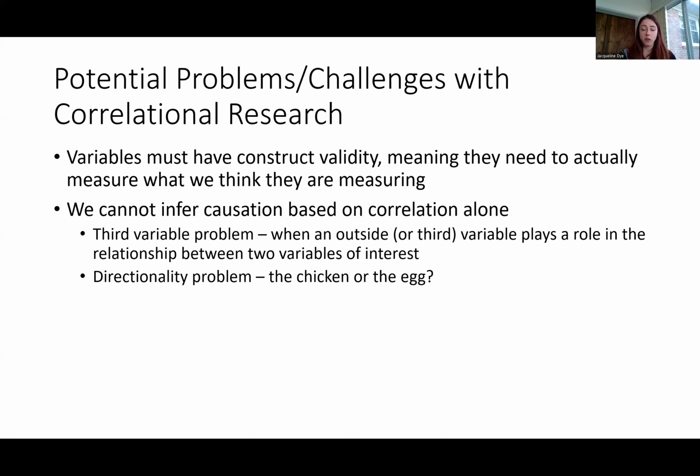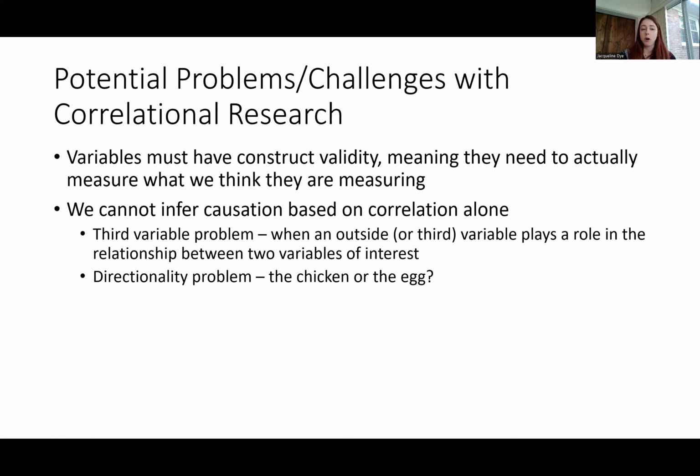So a few things have to be true. Variables have to have construct validity, meaning that we have to make sure that they actually measure what we think they're measuring. And we cannot infer causation. So again, correlation does not equal causation. There's a few reasons for this.